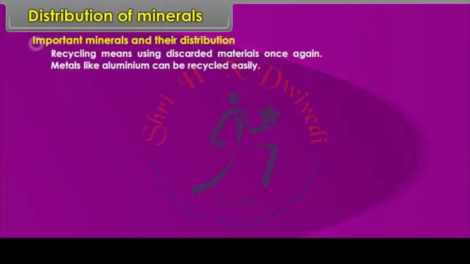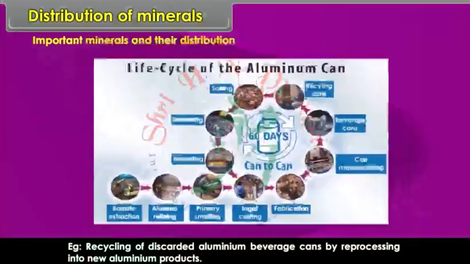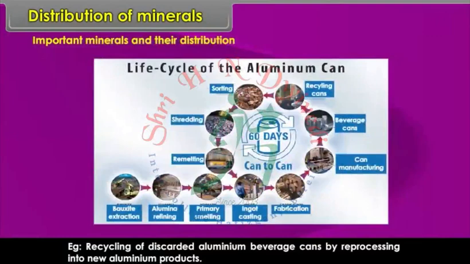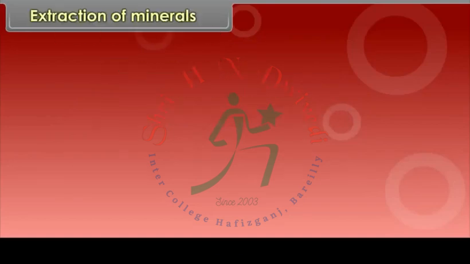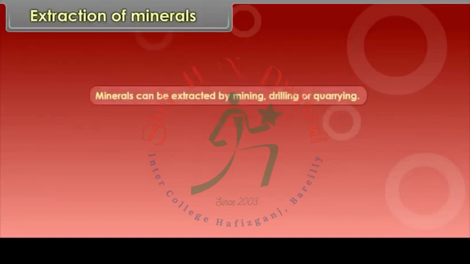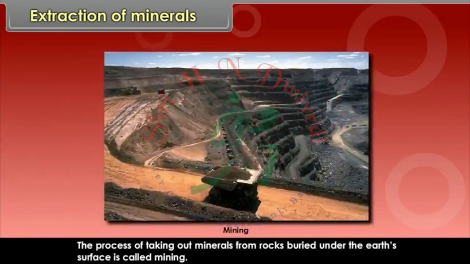Recycling means using discarded materials once again. Metals like aluminium can be recycled easily. Example: recycling of discarded aluminium beverage cans by reprocessing into new aluminium products. Extraction of minerals. Minerals can be extracted by mining, drilling, or quarrying. The process of taking out minerals from rocks buried under the earth's surface is called mining.